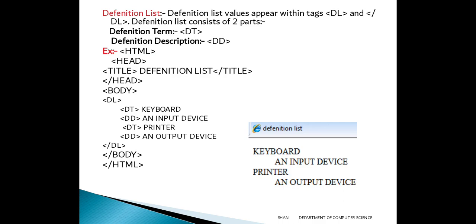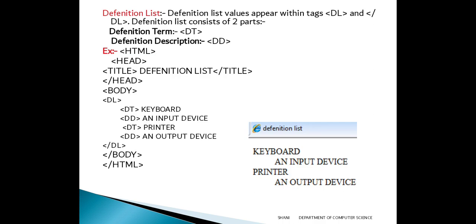HTML head, title I had given as definition list, close the head tag, begin with body tag, then I have used the DL tag, and I have inserted some items, that is DT. DT is keyboard and DD has a complete definition description. So definition term is keyboard and I have described it as an input device that we had given in DD. In DT again printer, then DD is an output device, then close the DL tag. So in between this DL tag, only DT and DD should be present.